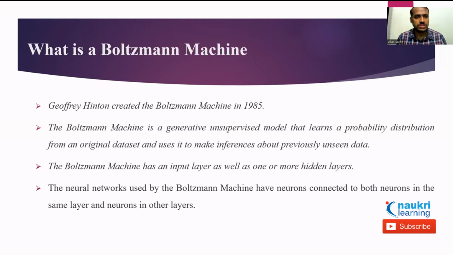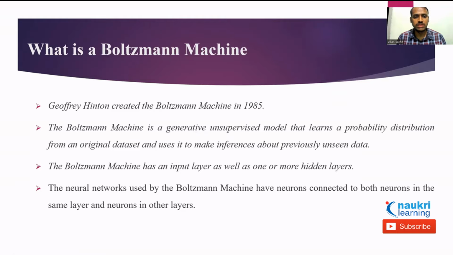Okay. So let us see what is a Boltzmann machine. Before that, let us understand who invented this. This was invented by Geoffrey Hinton in 1985. This is a generative unsupervised model that learns a probability distribution from an original data set and uses it to make inferences about previously unseen data. It sees the training data, and then when we are going to predict, it will predict based on the training values.